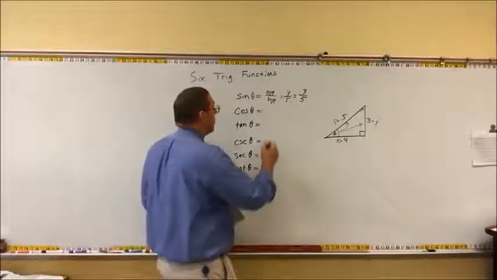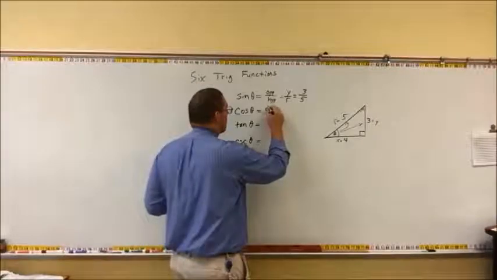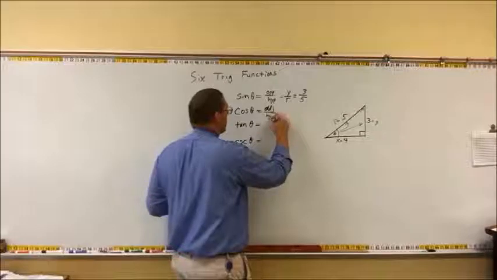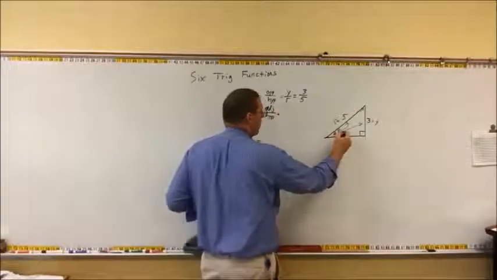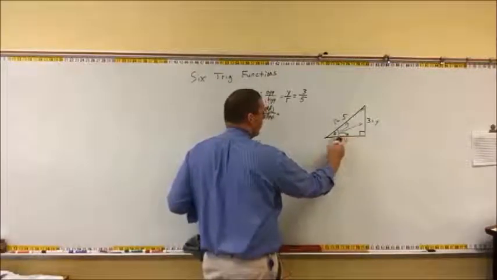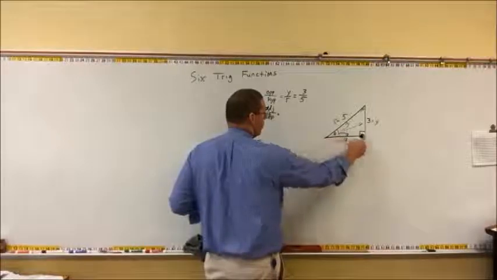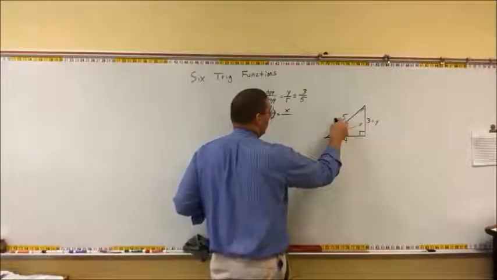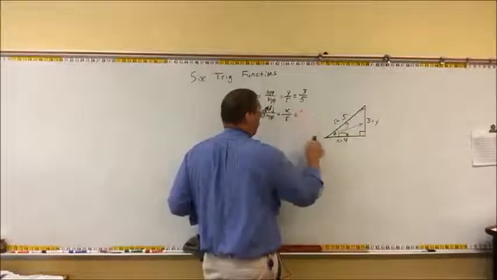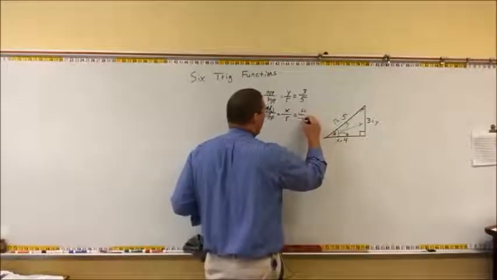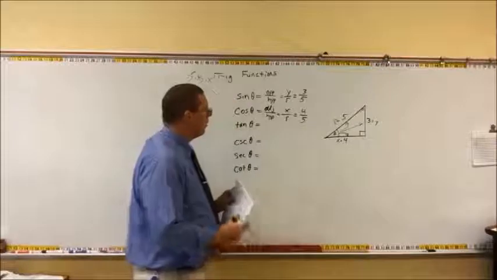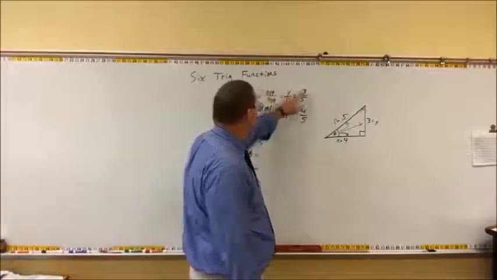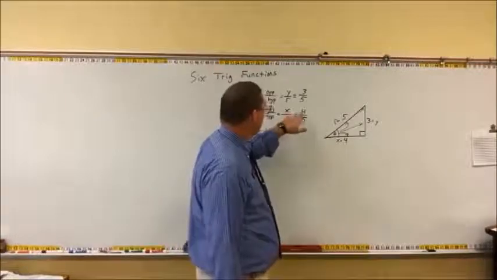Cosine is adjacent over hypotenuse, which is the adjacent side to theta. Theta is touching this leg. So that's x over the hypotenuse, r, which will be 4 over 5. So in this particular triangle, based on just this angle, sine is 3 over 5 and cosine is 4 over 5.